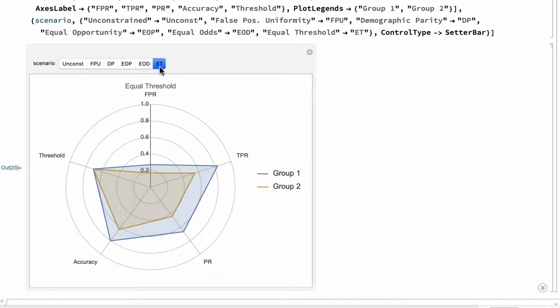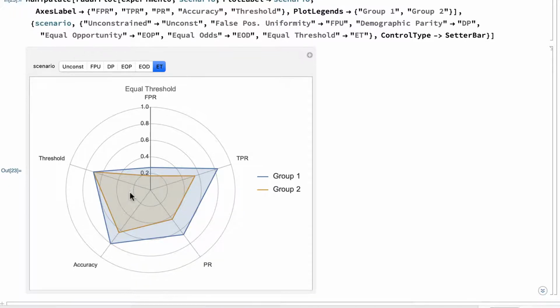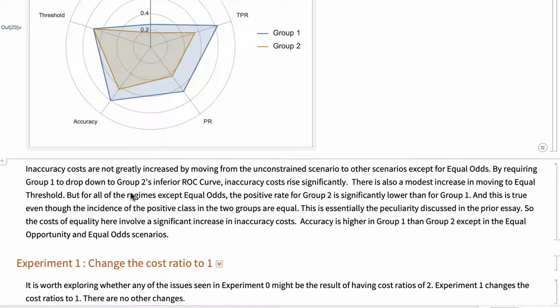Let's do one more to illustrate. Here's the equal threshold requirement, and you can see that while the threshold is equal, the other metrics, group 2 is inferior in all other metrics, and this is what gives rise to the concern about use of equal thresholds, is that even in scenarios where the incidence is the same, if the ROC curve for group 2 is lower than the ROC curve for group 1, you can get into real problems. All right, so that's our radar plot. That's available to you to explore. I think it's a useful visualization.